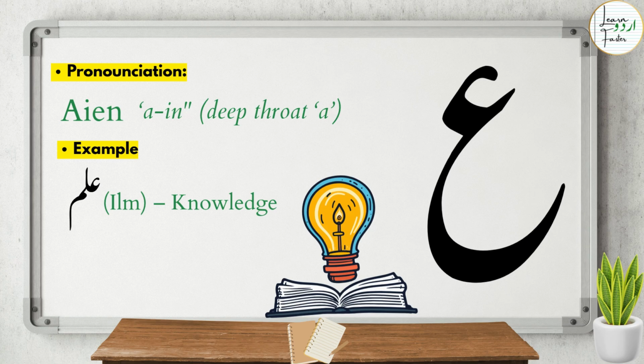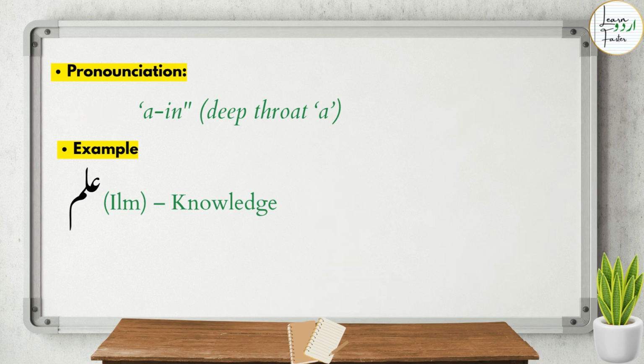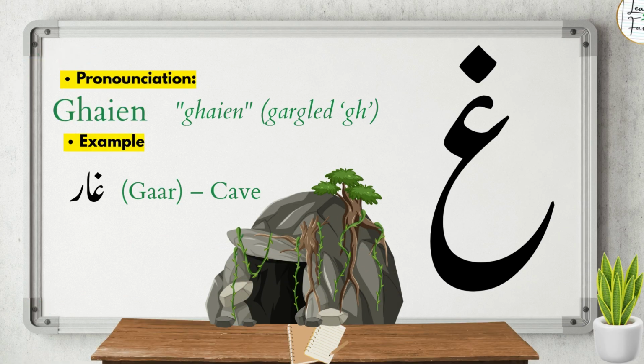Move to the next alphabet, Ghain. It sounds like when you gargle, where the Gha sound is produced. It can be taken as an example for remembering, but the word is guard. This is an example word, guard. Cave. And Ghain has one dot, nukta, over it.